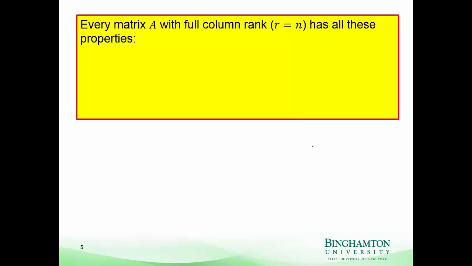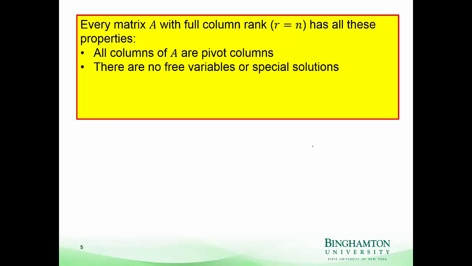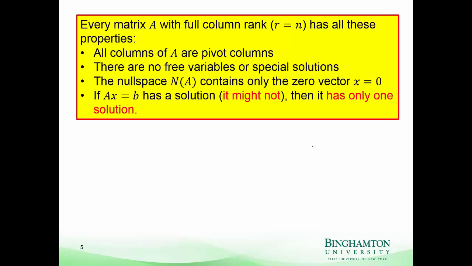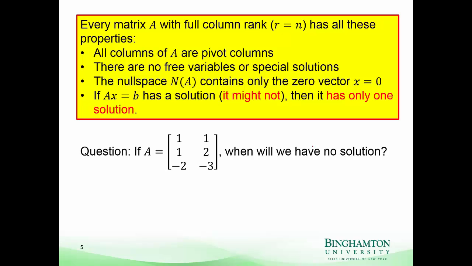So kind of summarizing this scenario, full column rank, r is equal to n. We know that m must be equal to or bigger than n in this case. All columns of A are pivot columns. We don't have any free variables, therefore there are no special solutions. Therefore the null space is just the 0 vector. And if b is in the column space of A, then there is one unique solution. If it is not, there is no solution.